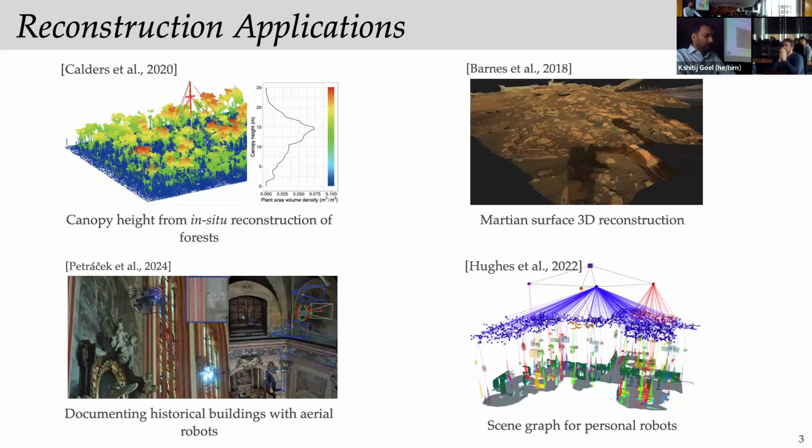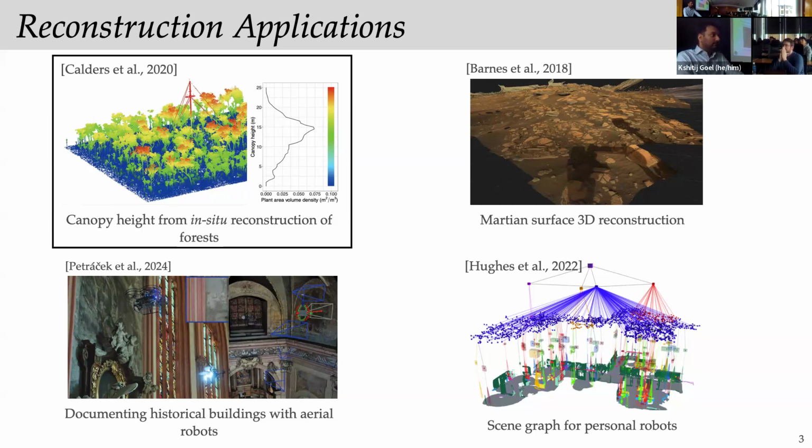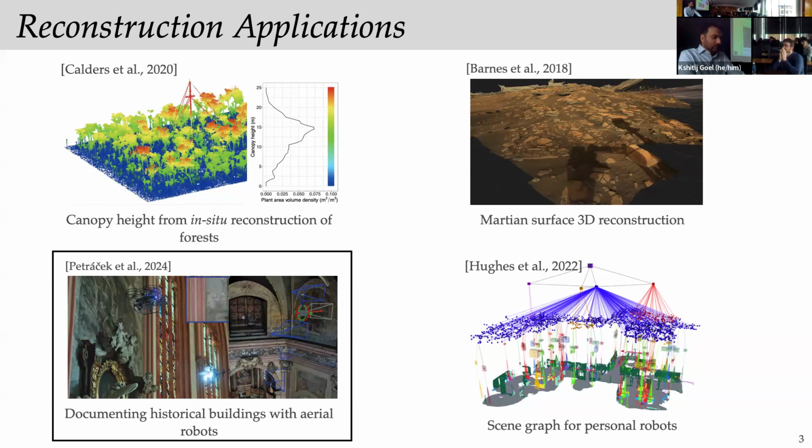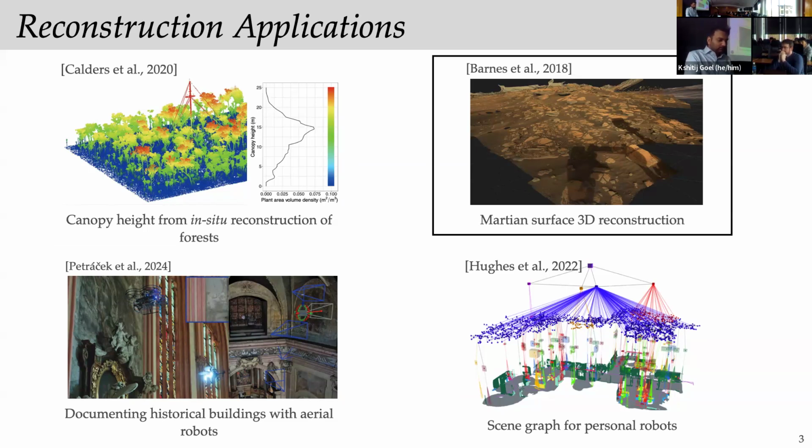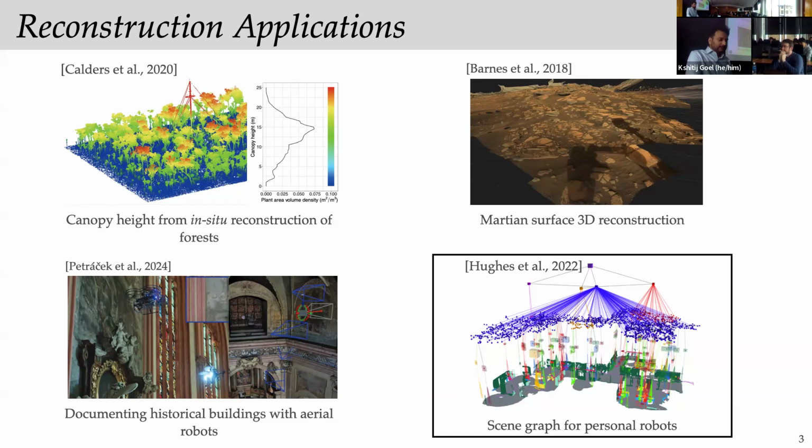Reconstruction is quite valuable in many real-world applications. Here are some examples. First is for reconstructing environment features from depth images. For instance, in this plot, the reconstruction is used to monitor canopy height in dense forests. Second is towards accurately preserving historical monuments, such as this work where authors used a team of aerial robots to reconstruct the interior of a historical building. Another one is towards tasks like surface reconstruction using rovers on other planets. And lastly, towards enabling personal home robots, reconstruction is used to create data structures like scene graphs.